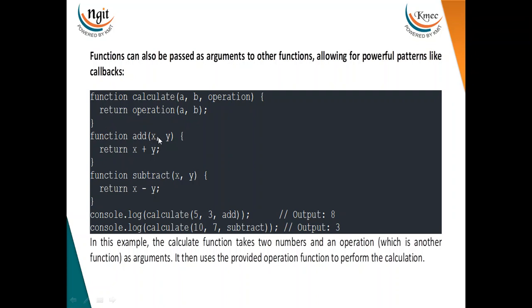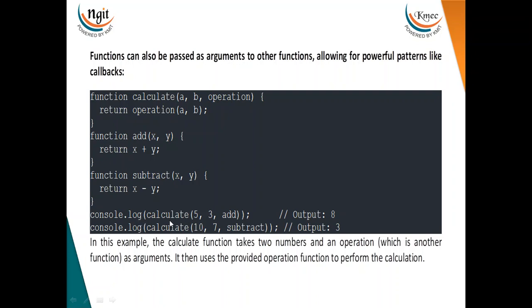The function add(x, y) will return the sum of the parameters, and the function subtract takes the two operands I am sending and returns x minus y. See here, I am trying to call functions.